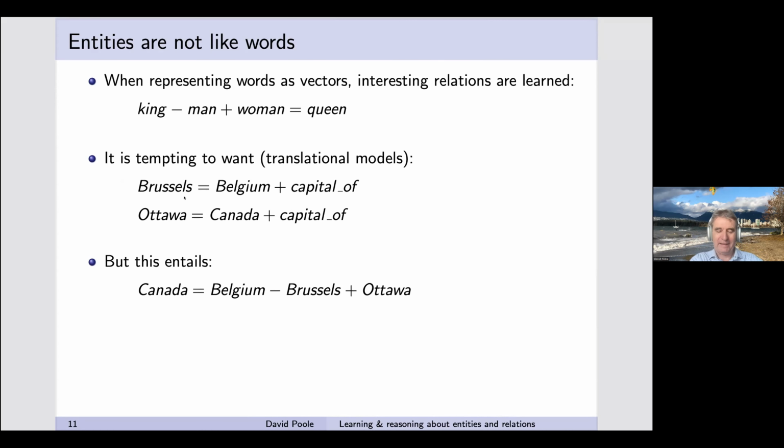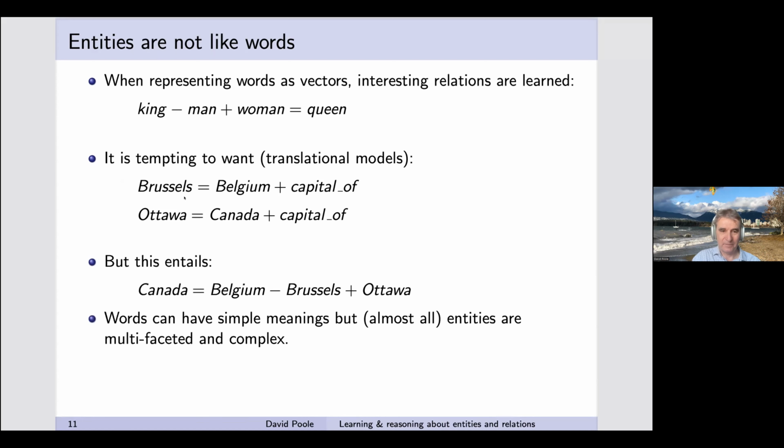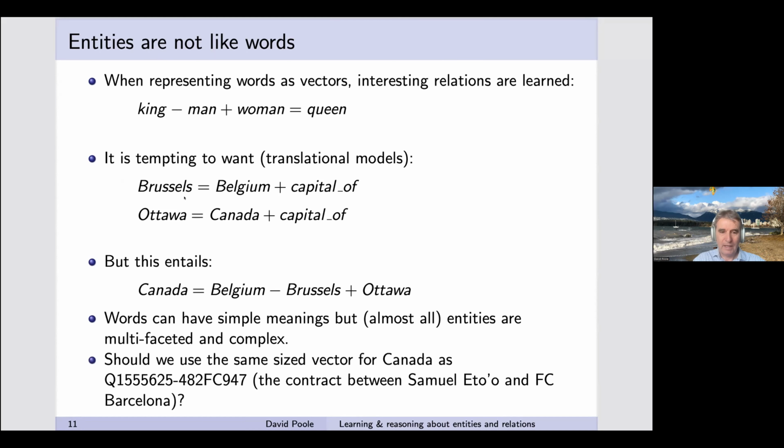And I'm willing to bet that if I tell you everything you wanted to know about Belgium, everything you know about Brussels, and everything you knew about Ottawa, you still couldn't tell me anything non-trivial about Canada. Okay, so having this doesn't really seem sensible for people who've tried to put this in. It's sensible for dealing with entities, because basically words have simple meanings and almost all entities are multifaceted and complex. You know, it's a very tiny part of Canada is the fact that its capital is Ottawa.